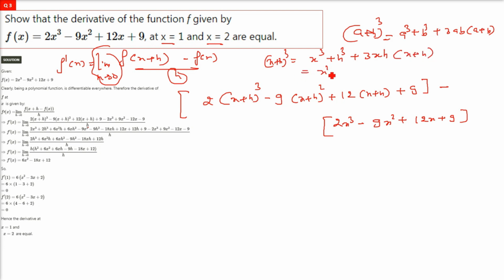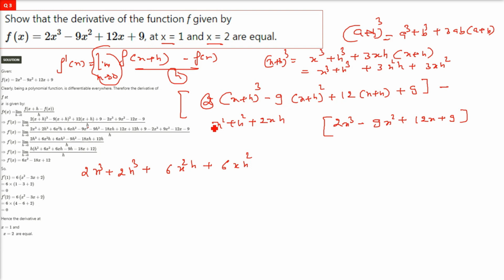You can also open this, x cube plus h cube plus 3x square h plus 3xh square. And since we have 2 also there, so multiply 2 and then write it here, 2x cube plus 2h cube plus 3 into 2, so 6x square h plus again 6xh square. Now we have 9 here. Let us open this (x+h) whole square here first. So (a+b) whole square will use a square plus b square plus 2ab, and 9 is already there outside, so 9x square plus 9h square, 9 into 2 is 18.